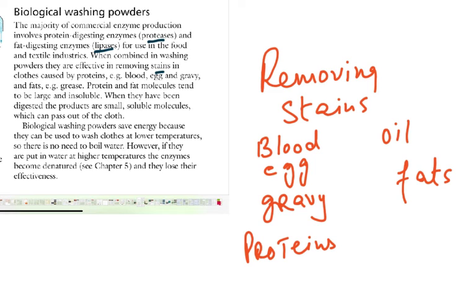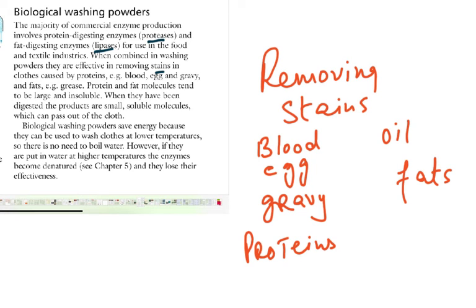So biological washing powders save energy because they can be used to wash clothes at lower temperatures, and there's no need to use boiling water to wash off the stains. However, if they are put in water at high temperature, the enzymes become denatured and they lose their effectiveness.